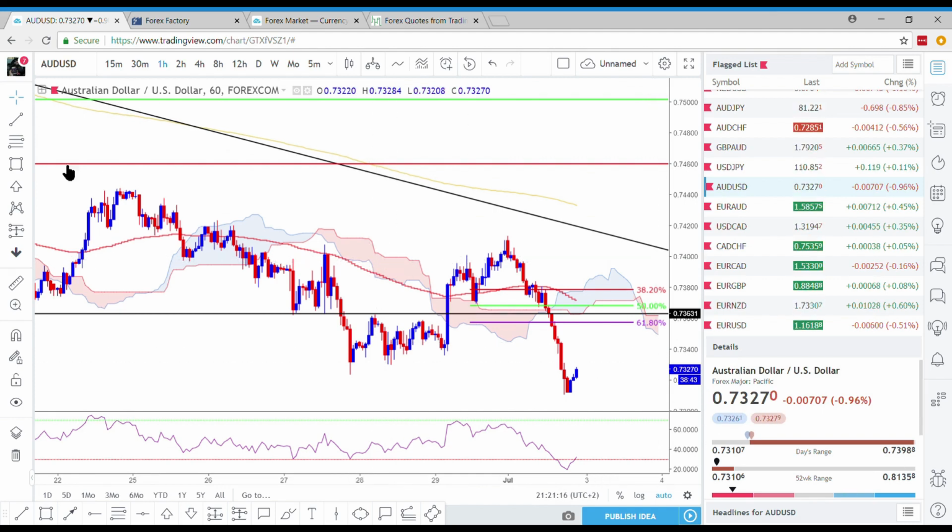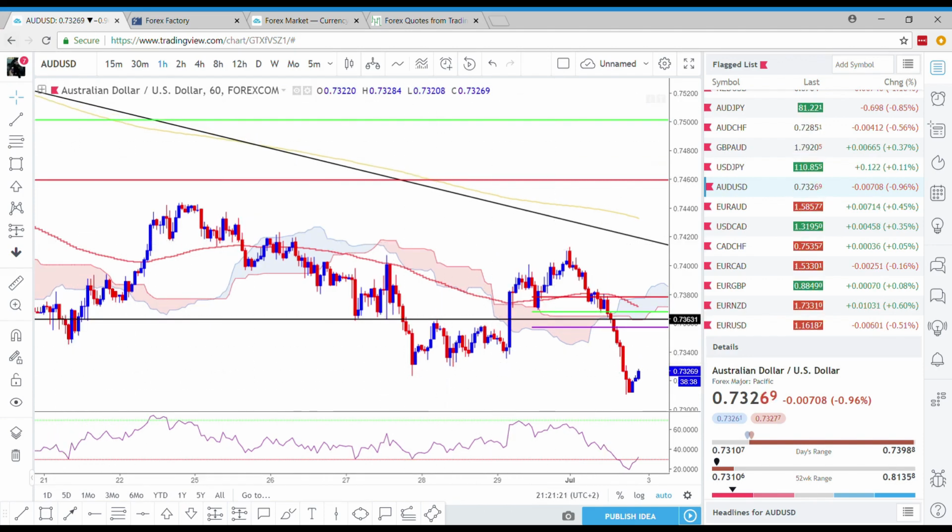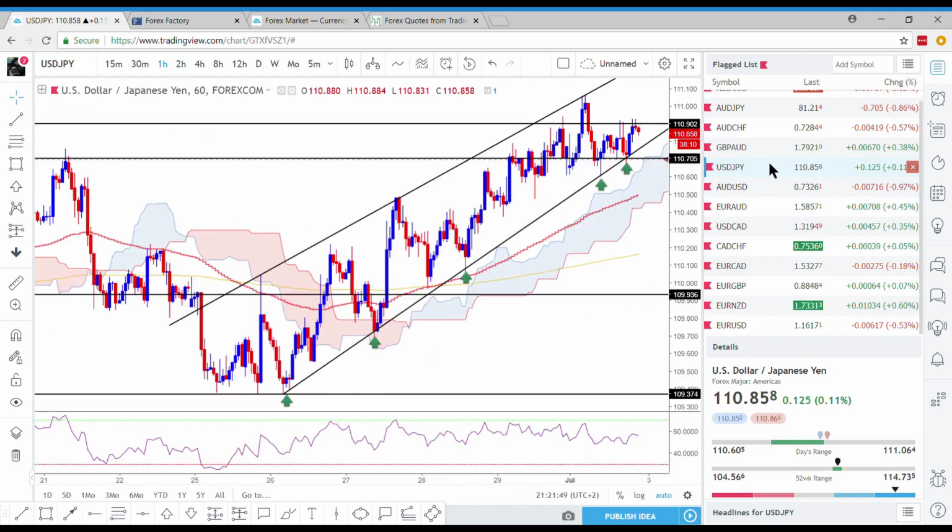So we can see here, Australian dollar is called the base currency. So if price goes up, that's the base currency, Australian dollar went up. The US dollar is the quote currency. So the base currency is always 1. What I mean by that is 1 Australian dollar is equal to 0.73 US dollars. So 1 Australian dollar could buy $0.73. If we look at the dollar against the yen, we can see $1 can buy 110 Japanese yen.